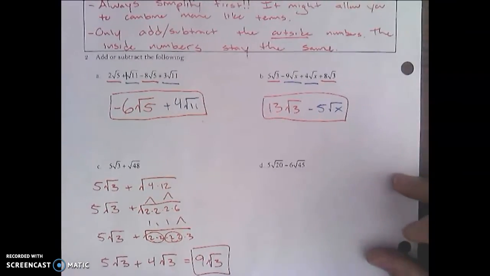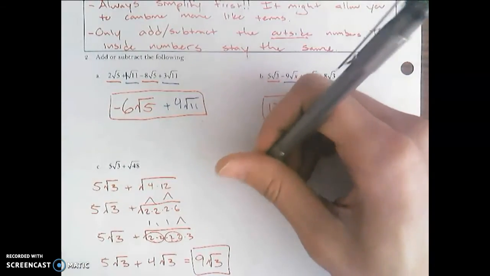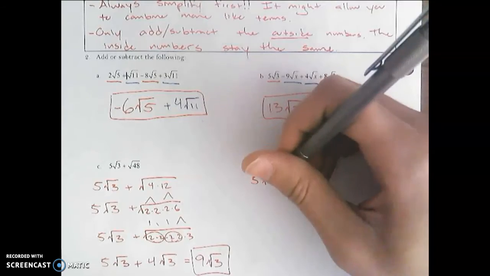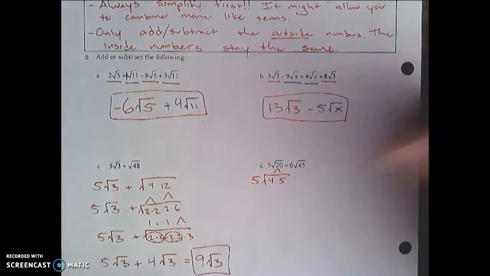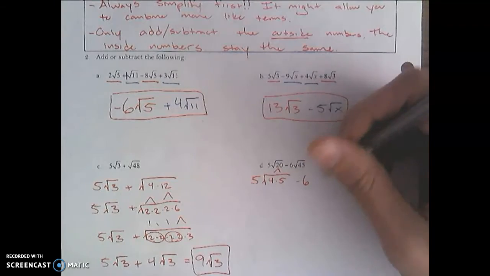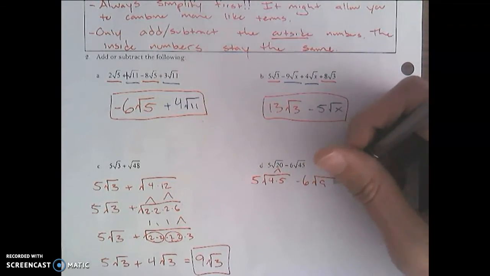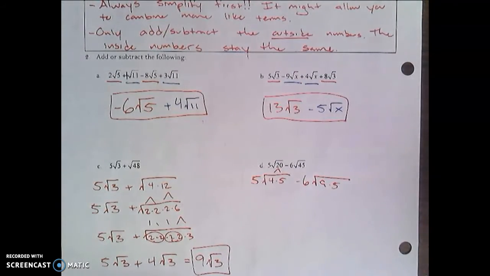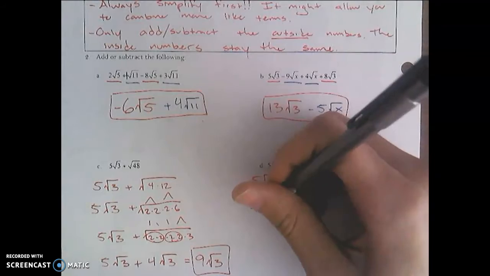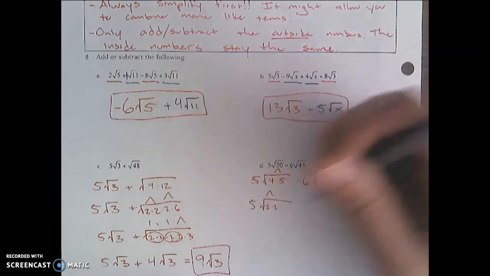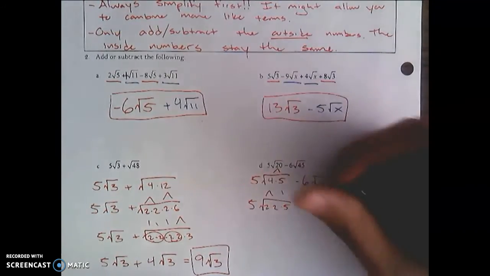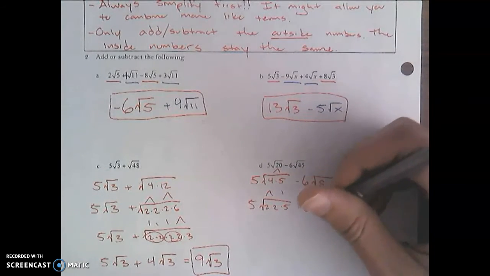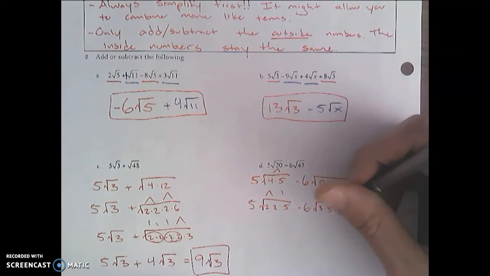Let's try one more. We've got 5 root 20. We can break that down into 5 root, and then we have 20 can be broken down into 4 times 5. And minus 6 root 45. 45 can be broken down into 9 times 5. We'll continue. 4 can be broken down into 2 and 2. We'll bring down our 5. We have minus 6. 9 can be broken down into 3 times 3. We'll bring down our 5.